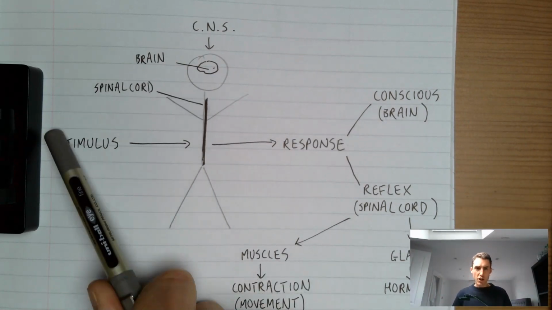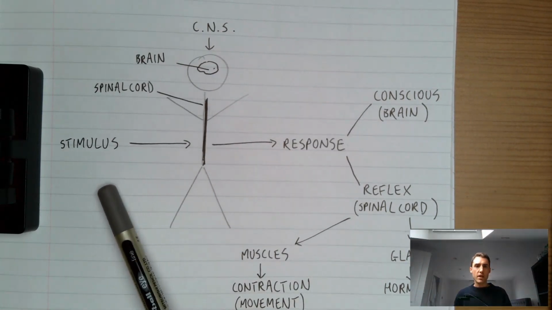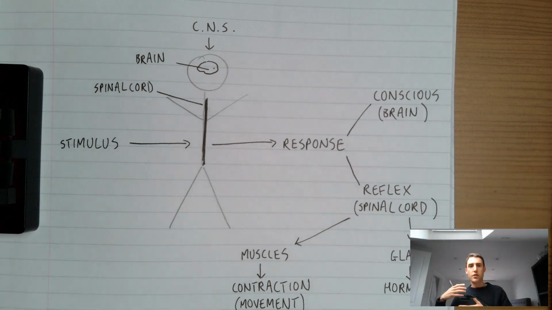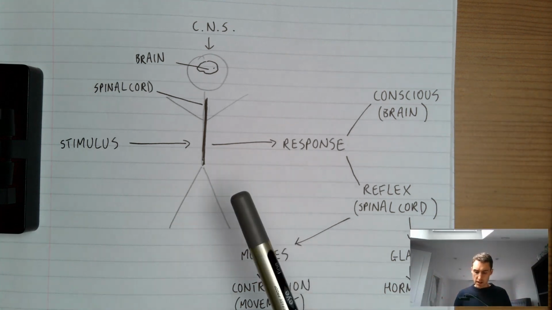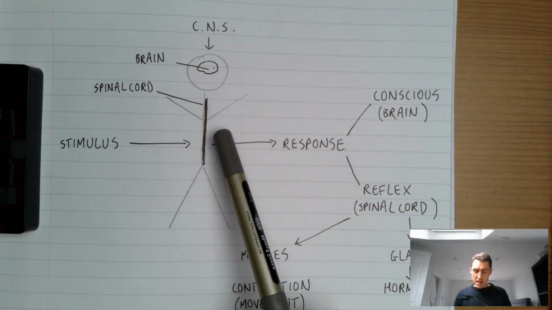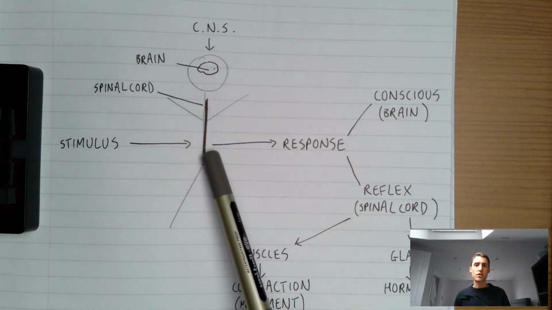So there's some sort of change in the environment which we call a stimulus, and as we will see, there are things in the body which detect stimuli. They allow the body to coordinate a response. When a stimulus is detected, a message is sent to what's called the central nervous system.